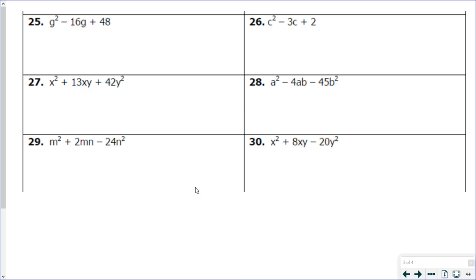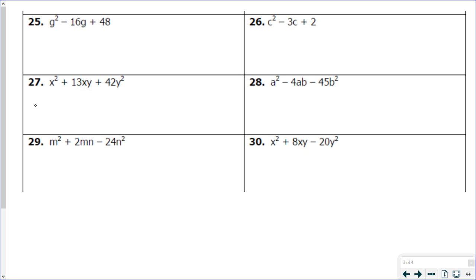Let's look at these last four here. These are important. All right, so I'm looking for two numbers that multiply to 42y squared. So look, now I have a variable factor here. And add to be 13xy. Okay, so ignore the xy here. Find two numbers that when you multiply them, you get 42y squared, and when you add them, you get 13. So what I mean by that is 7 and 6, right? 7 times 6 is 42, 7 plus 6 is 13.